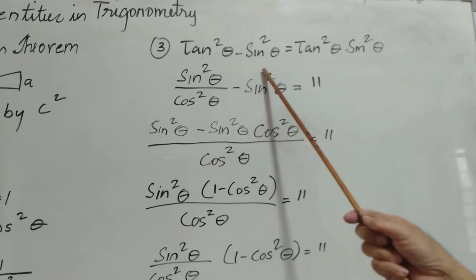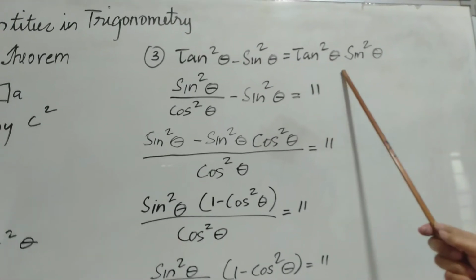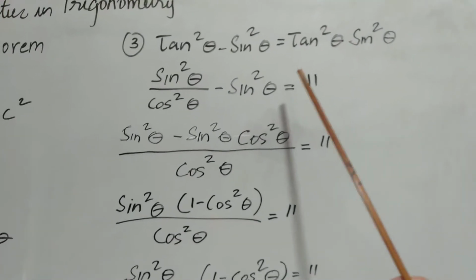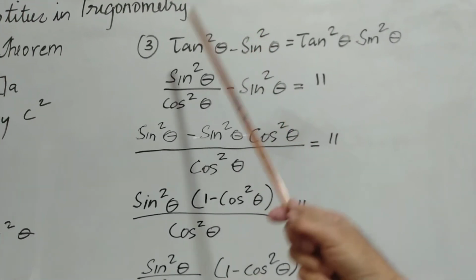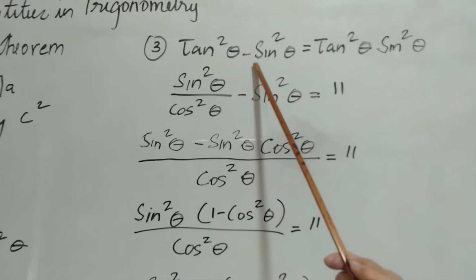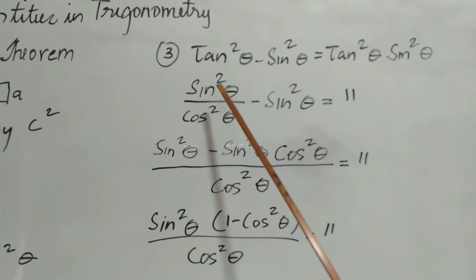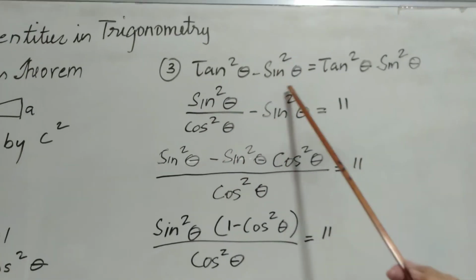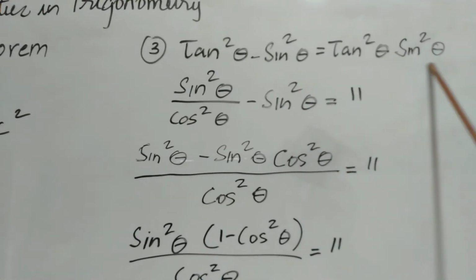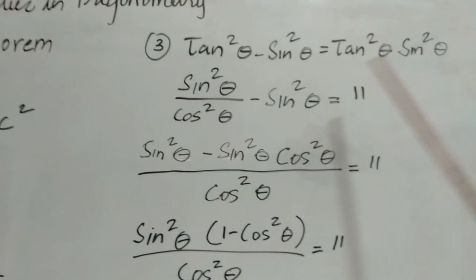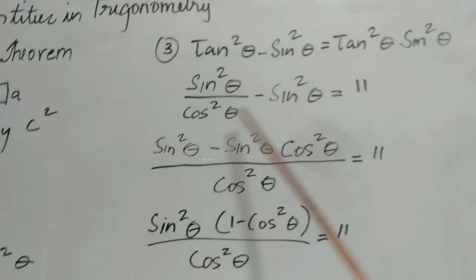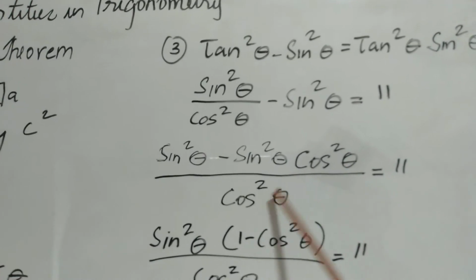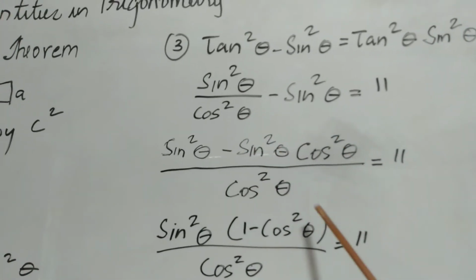For number 3 problem, we're going to prove tangent squared theta minus sine squared theta is equal to tangent squared theta sine squared theta. First, we're going to work on the left side, since this is more complex than the right side. So this tangent squared theta is equal to sine squared theta over cosine squared theta, minus the same here, sine squared theta is equal to the same function. Getting the LCD here, we have sine squared theta minus sine squared theta cosine squared theta over cosine squared theta. The LCD is cosine squared theta.